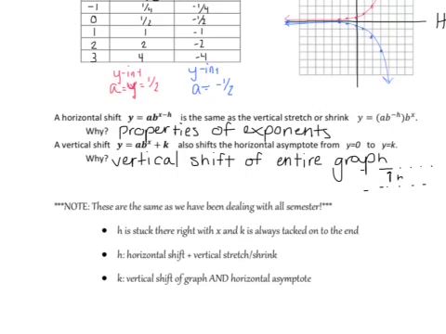This italic part is just a summary. It's like we've done before: h is stuck right there with x. k is always on the end, and for this, h is the horizontal shift and the vertical stretch or shrink. And like I said, that's not extra things you need to do, it's just what it is. And the vertical shift of the graph moves the horizontal asymptote as well. Okay, we good?